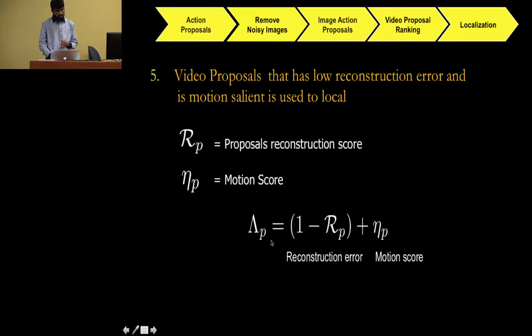So this is our overall probability of each of the proposals. This is a reconstruction score. Basically this is not an error, because one minus error is the score, and this is a motion score. We normalize both of them separately from 0 to 1 and add them together to find the final probability of each proposal. So the higher the score, the higher the probability that these candidate locations contain an action.